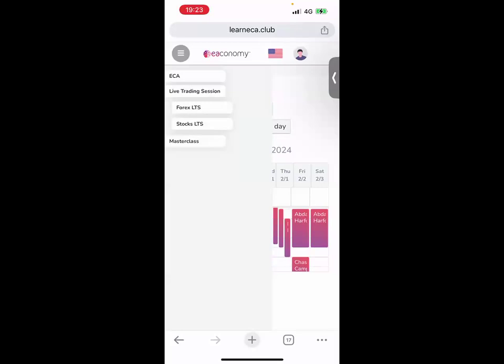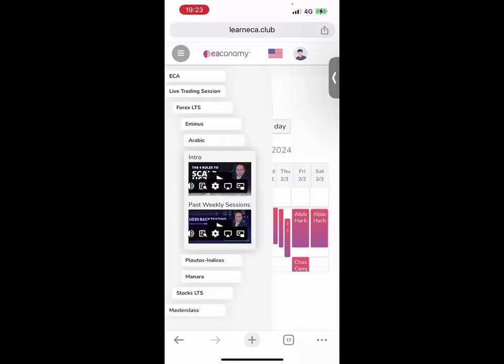So on the live trading session, you have Forex, you have stocks. So click on Forex. So you have MNUs, you have Pluto's indices, because you have the Pluto package, right? So you have Manara. So click on MNUs. You have MNUs Arabic. Okay, click on Arabic. Look at each week's session, right?